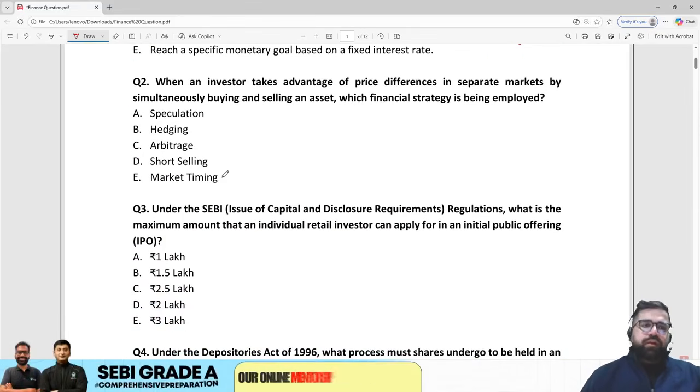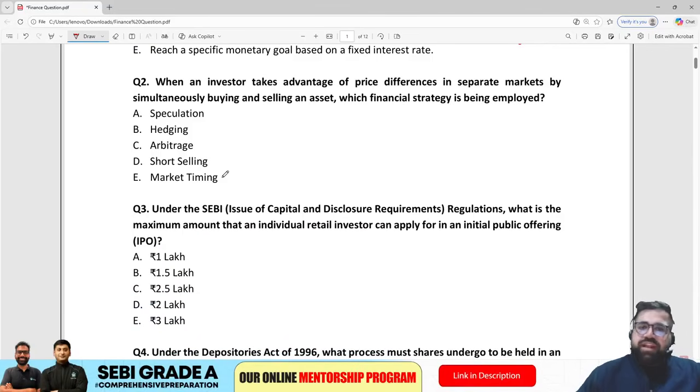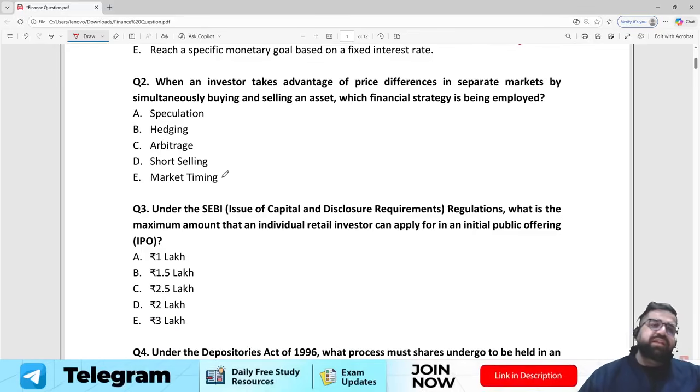Question number 2. When the investor takes advantage of the price differences in separate markets by simultaneously buying and selling, which financial strategy is being employed?